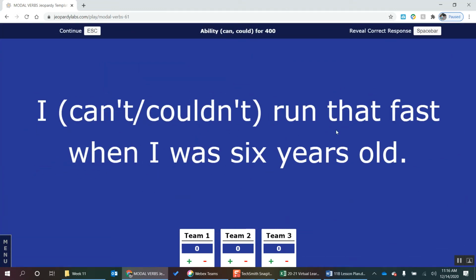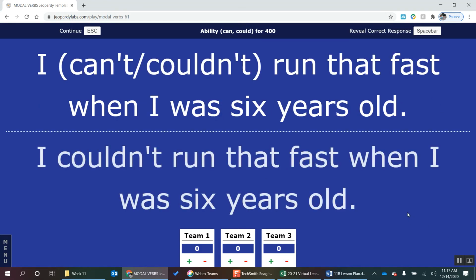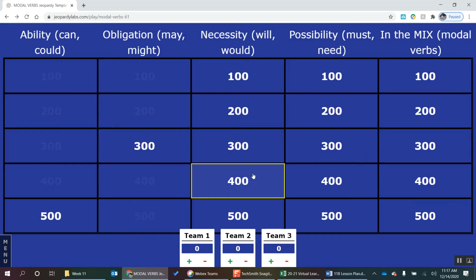I blank run that fast when I was 6 years old. When I was 6 years old. So if it's in the past, we're going to use couldn't. I couldn't run that fast when I was 6 years old. All right, one more.